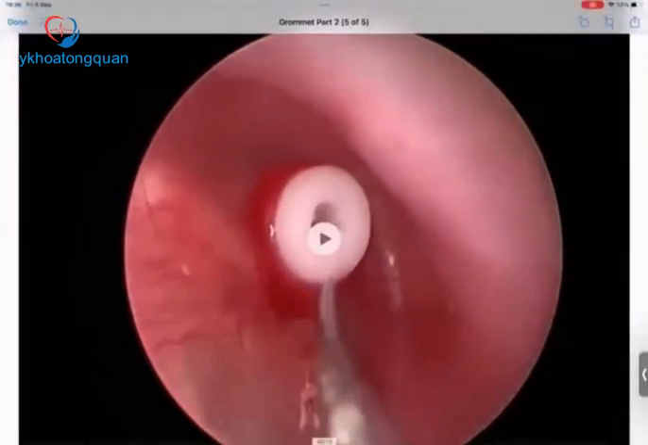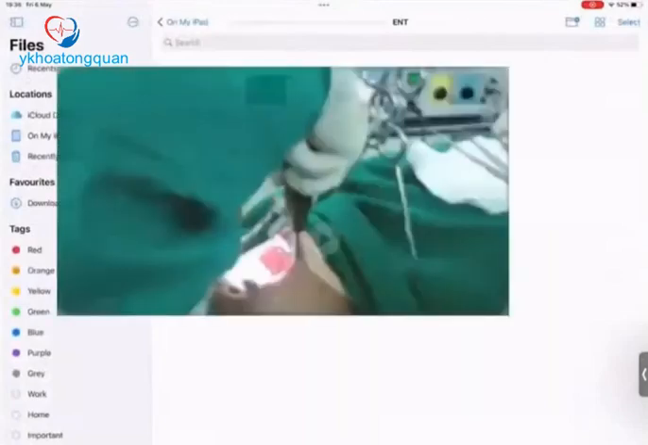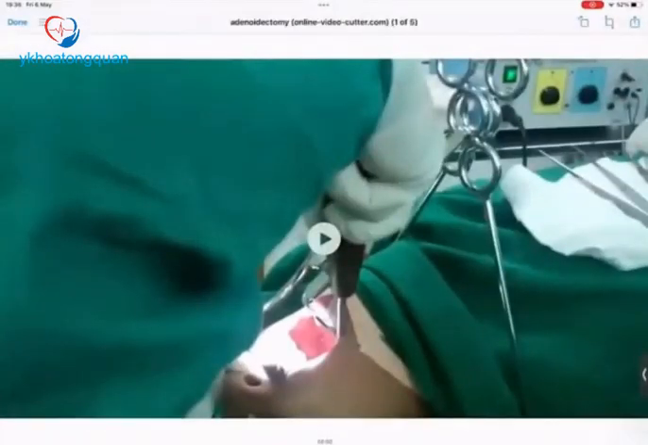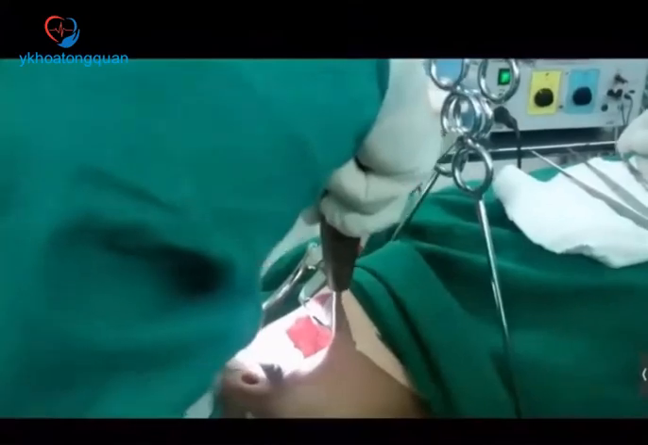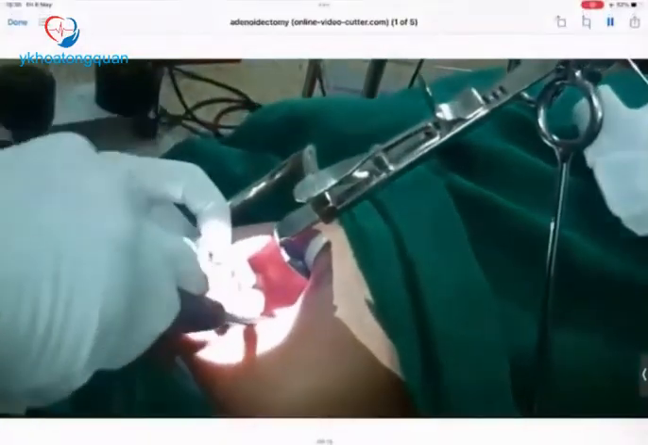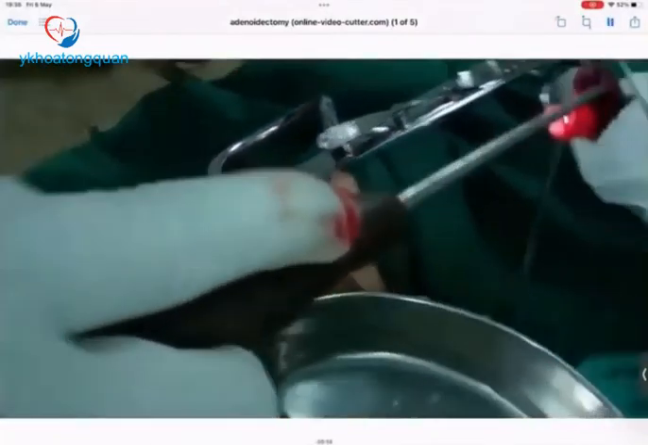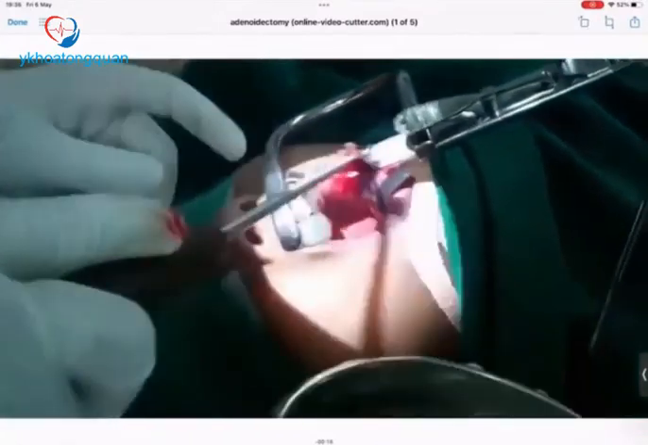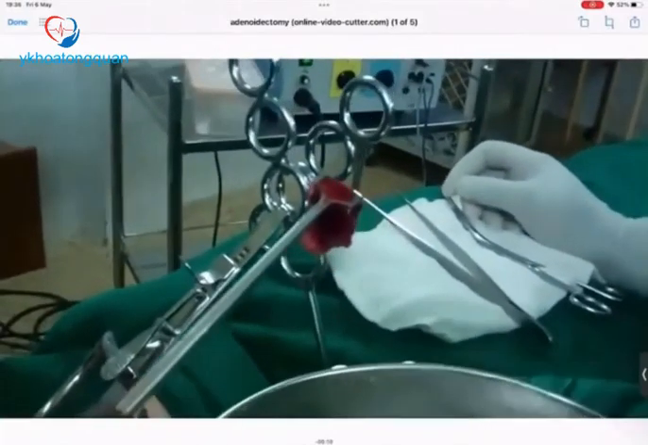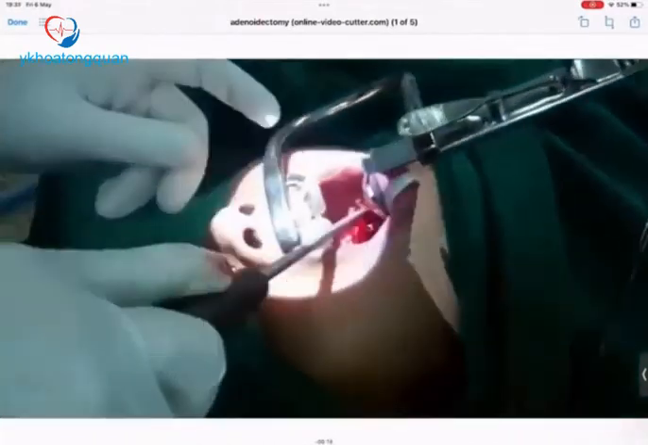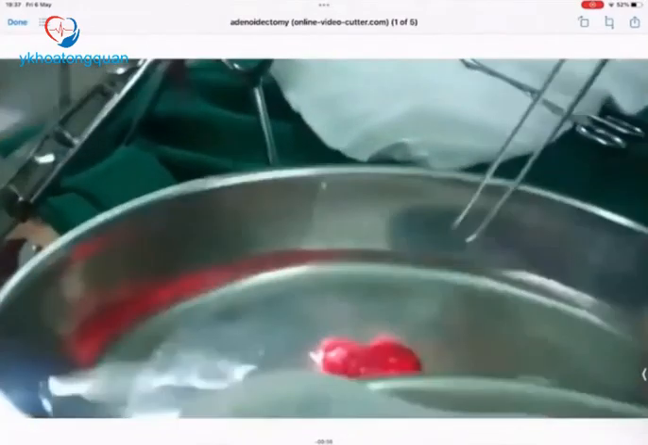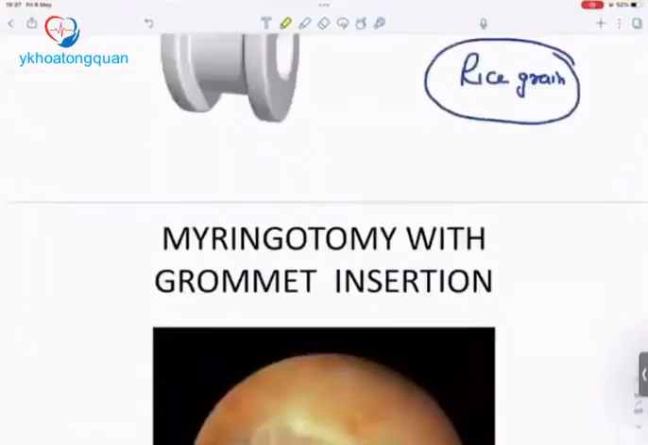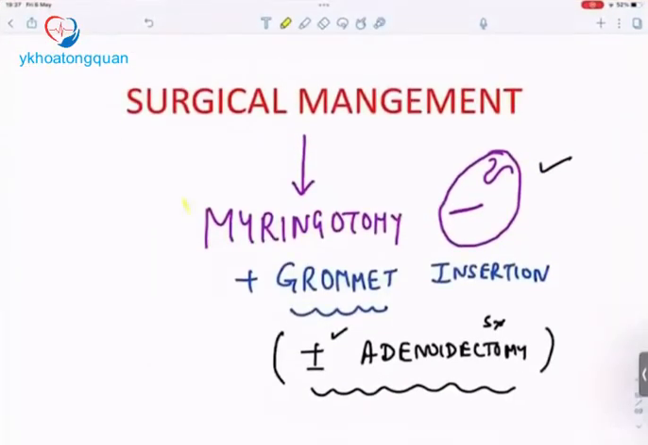Along with myringotomy and grommet, we do another surgery which is called adenoidectomy. This is adenoidectomy. We are removing the adenoid. This is the adenoidectomy being done, the child undergoing adenoid surgery. The adenoid is being removed. So, okay, the adenoid has been removed. So the treatment, everybody knows, is myringotomy plus grommet insertion plus or minus adenoidectomy.